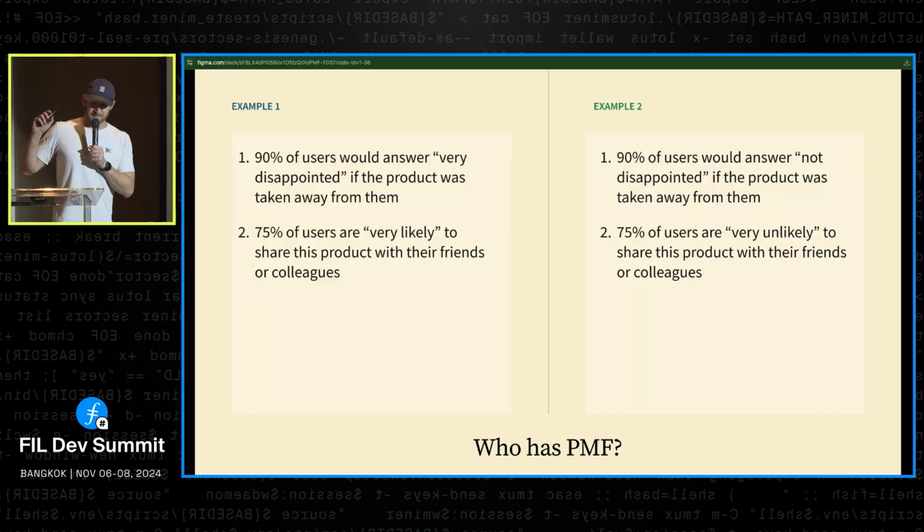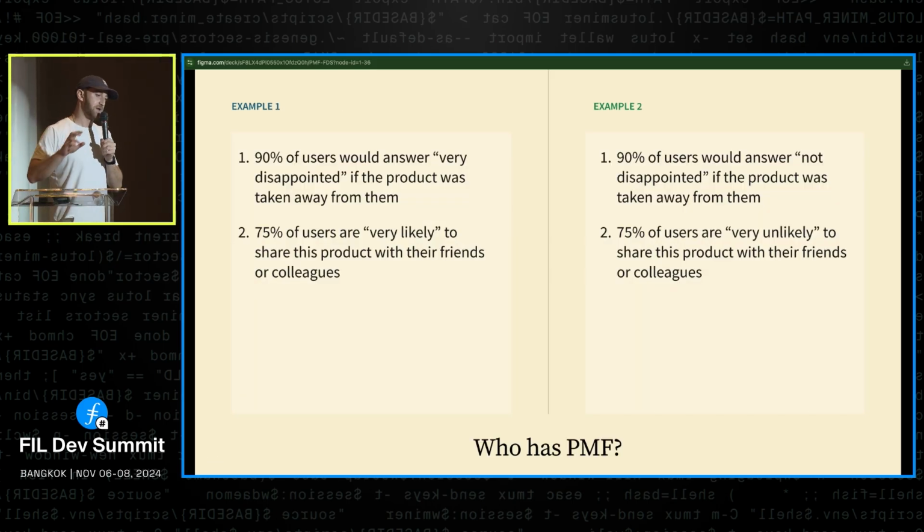And when you look at these two different apps, when you use these types of measurements, it becomes a little bit more clear. Again, these are just made up examples, but if you saw two different apps, one of them was getting 9 in every 10 users would be very disappointed if you took that product away from them. That's a really good sign. They don't have another option.